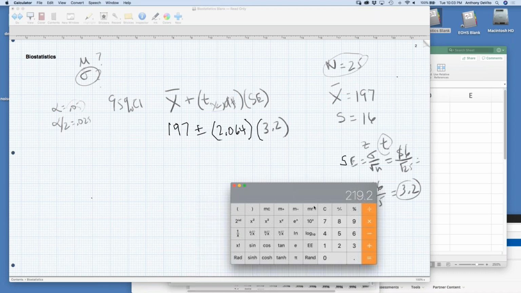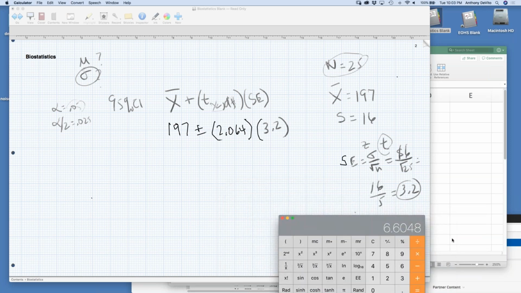Okay, I'm going to say 2.064 times 3.2 is equal to 6.60. I'm going to call it 6.0. I'm just going to call it 6.6.